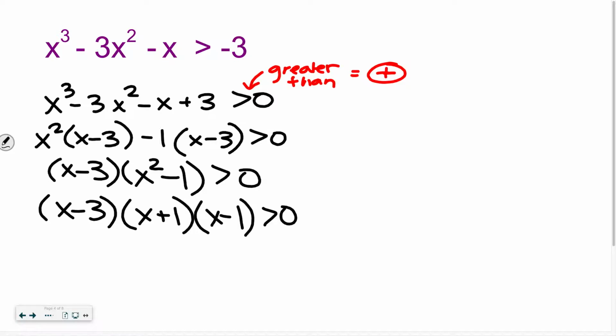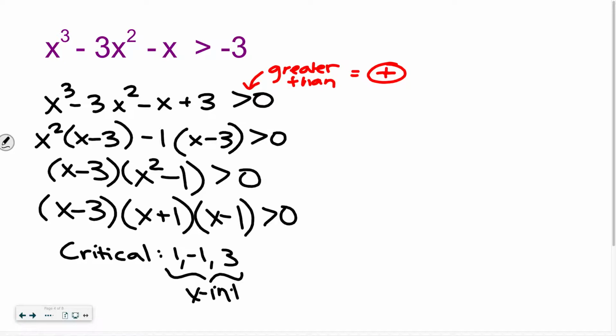Which means my critical values are what values? 1, -1, and 3. So those are the x-intercepts on my polynomial, right? If I were going to graph it.